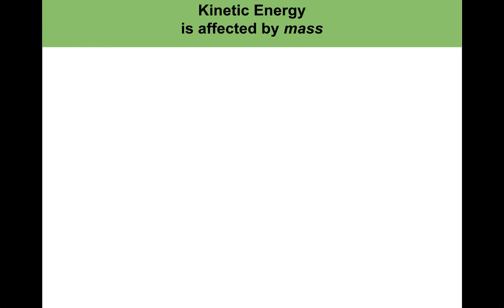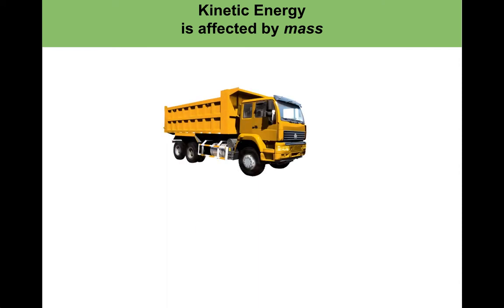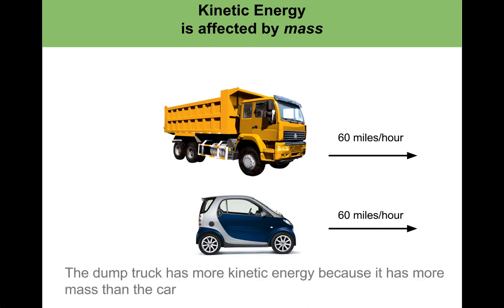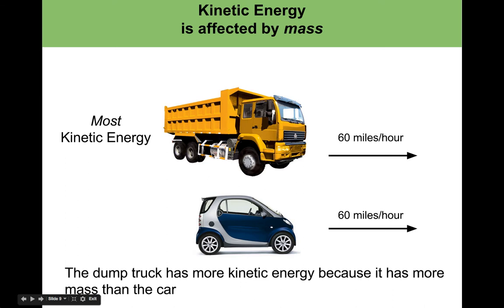It's also affected by mass. So just like potential energy is affected by mass, kinetic energy is affected by mass. So we have a dump truck and we have our smart car. They're both traveling at 60 miles per hour. So which one has the most kinetic energy? The dump truck has more kinetic energy because it has more mass than the little smart car. So, although they're traveling at the same speed, the dump truck has the most kinetic energy because it has more mass. And your smart car has the least amount of kinetic energy.